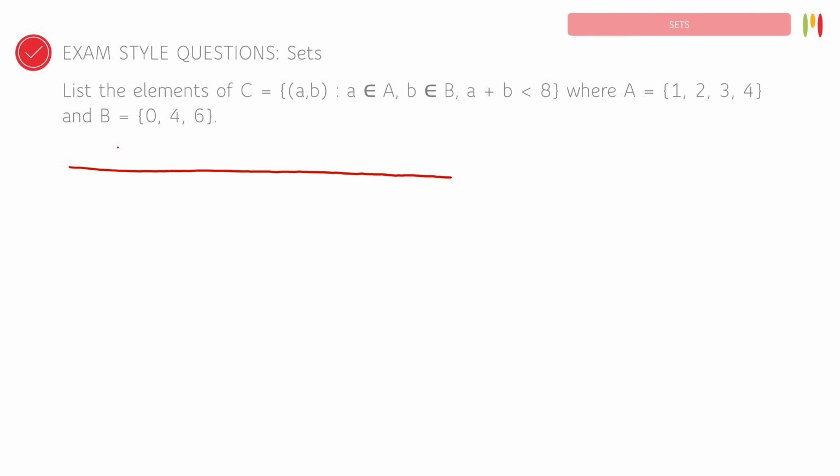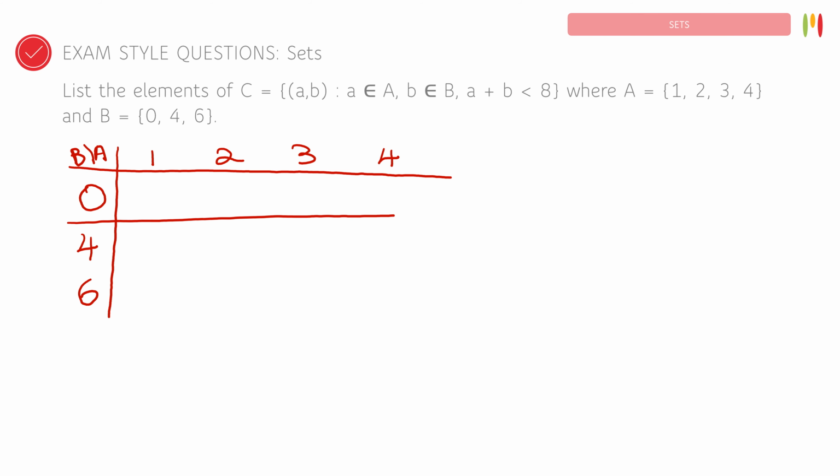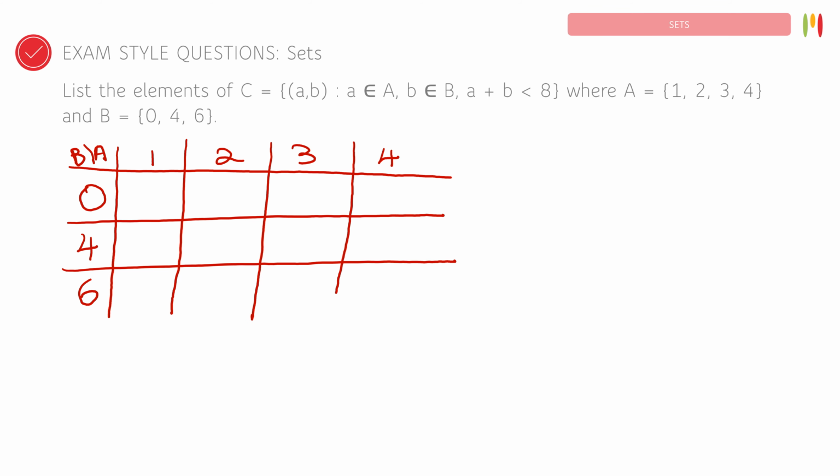So we can write b/a. Then we can write the numbers 1, 2, 3, 4 horizontally across to represent the members of set A and the possible values of lowercase a. Then we can write 0, 4, and 6 vertically down to represent the members of set B. Let's draw lines across and down. Now let's add all the different possible values of lowercase a plus lowercase b.